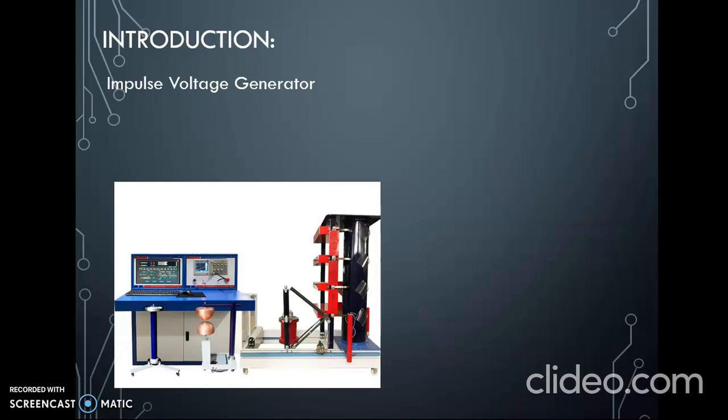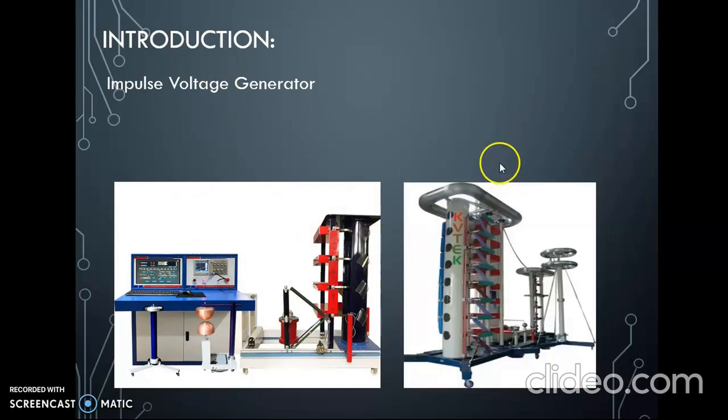Introduction. Impulse voltage generator. So what do impulse voltage generators do? Impulse voltage generators are designed to generate impulse voltages that simulate lightning strikes and switching surges. These are some photos of impulse voltage generators.